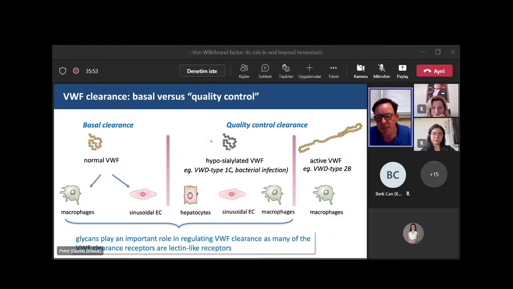One is when VWF, which contains glycans that are normally very well sialylated, in some conditions has very poor sialylation, so your molecule becomes hyposialylated. And that is what we find in some conditions of Willebrand disease, in particular Willebrand disease type 1C, where there is accelerated clearance, but also, for instance, when there is increased bacterial infection, where these bacteria start to secrete neuraminidase, sialidase molecules that take off the sialyl glycans of VWF, and in that case, your VWF will be cleared more rapidly.